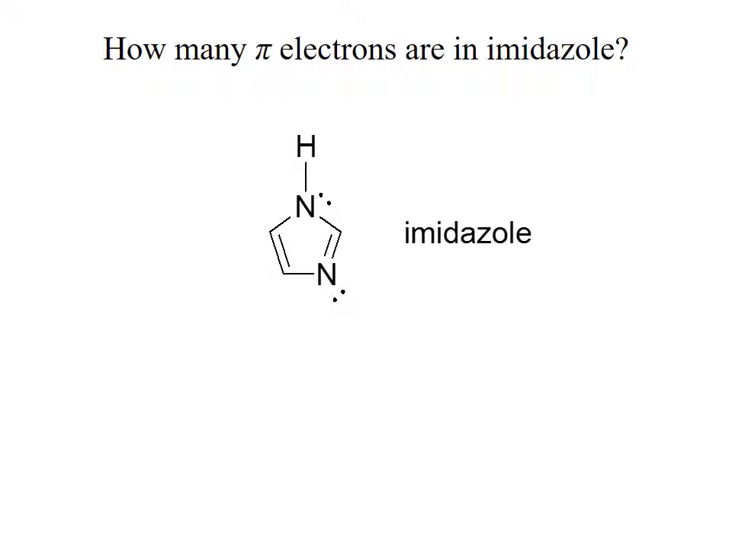How many pi electrons are in imidazole? Well, let's look. 1, 2. This provides only 1 because it's in a double bond. 3. This provides 2 because it's a non-bonding pair that's in the ring pi system. So there are 6 in this aromatic ring.